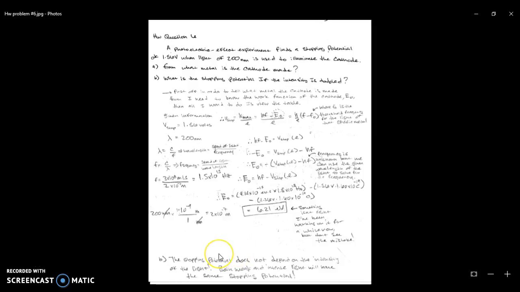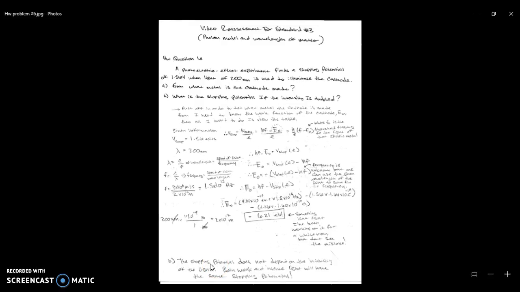Then part B asks, what is the stopping potential if the intensity is doubled? Well, we know just from intuition that the stopping potential does not depend on the intensity of the light. If you increase the intensity of the light, that doesn't affect the stopping potential. Both weak and intense light will have the same stopping potential. And yeah, that's it.